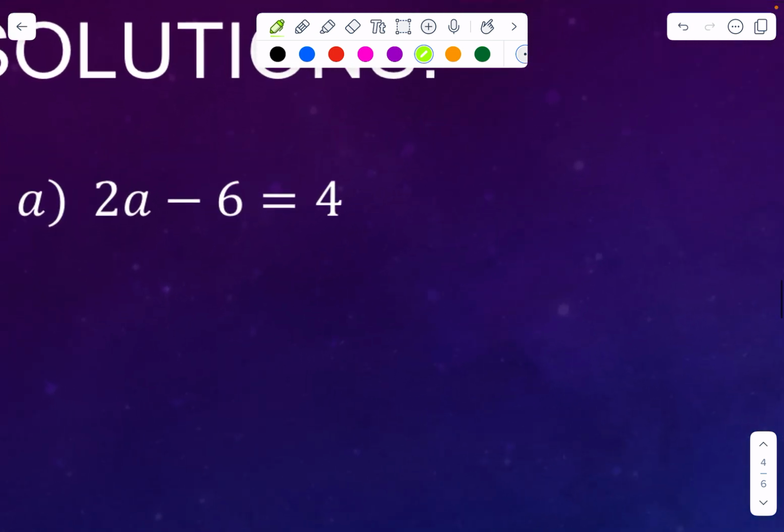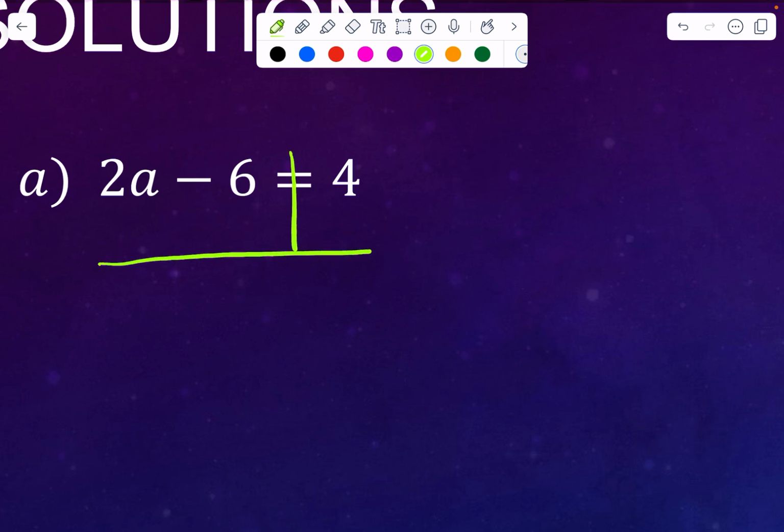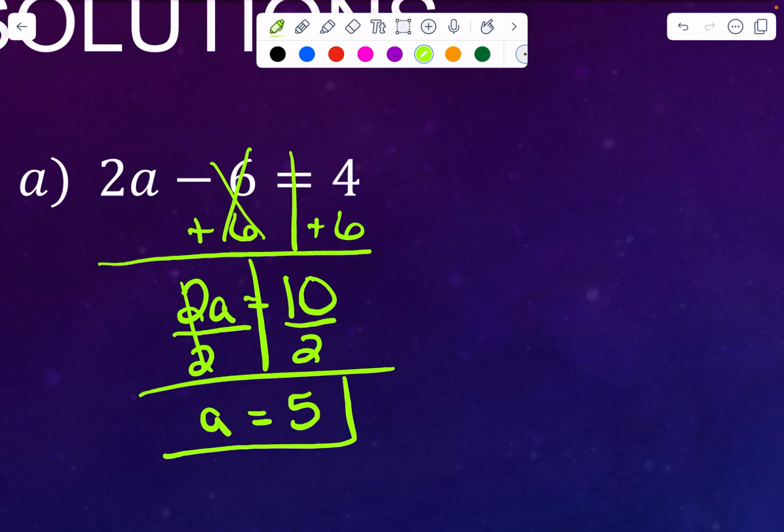If I look here at this first one, 2a minus 6 equals 4. Well, it's 2 times a minus 6. So the least connected is the minus 6. To undo minusing 6, I'm going to add 6 to both sides. That's going to leave me with 2a equals 10. Then at that point, I would divide because it's 2 times a. So I would divide, leaving a equals 5.